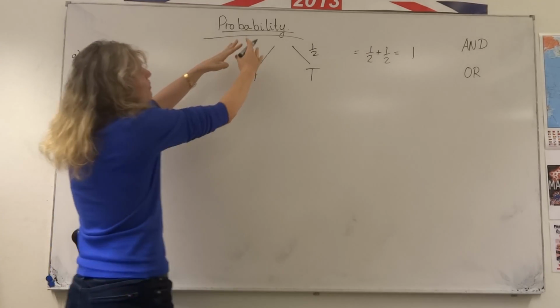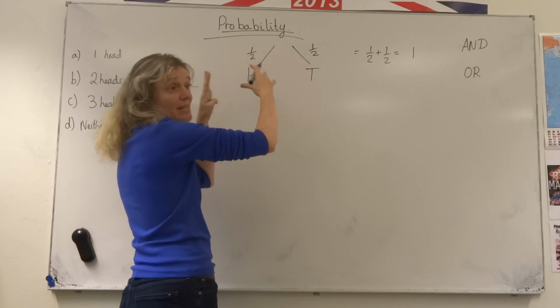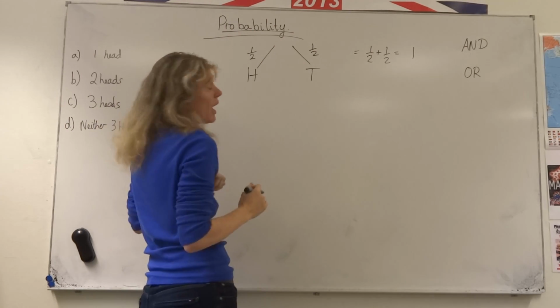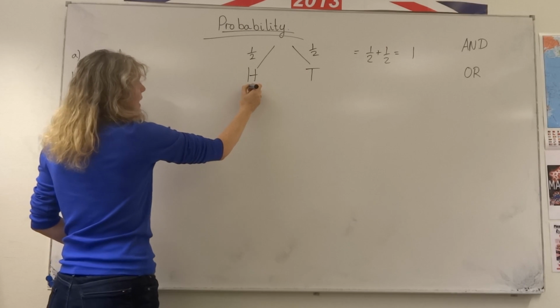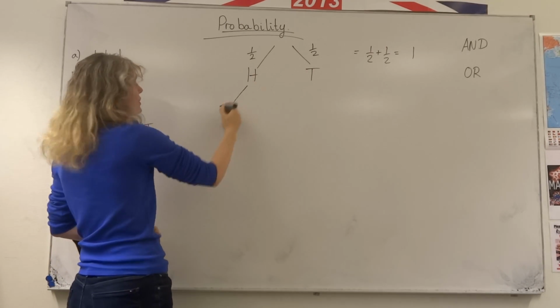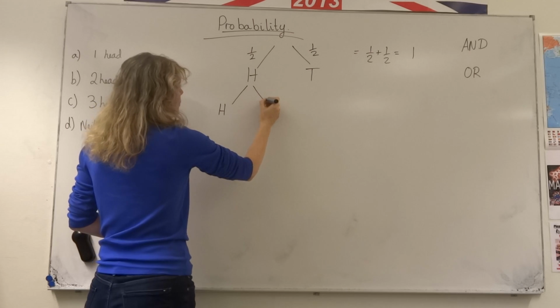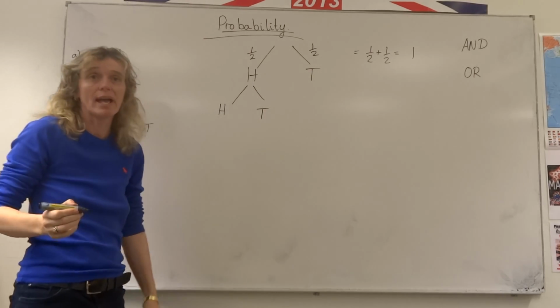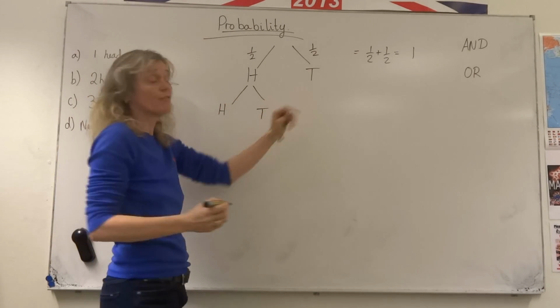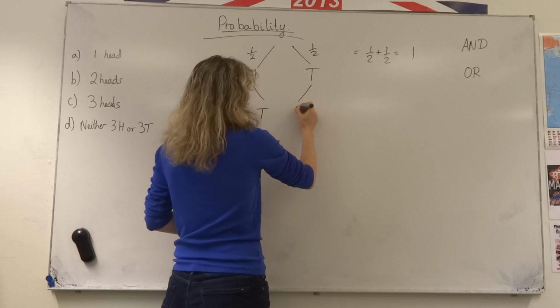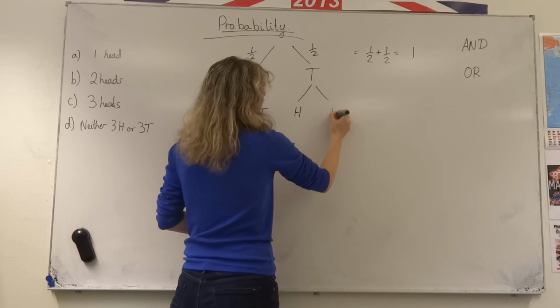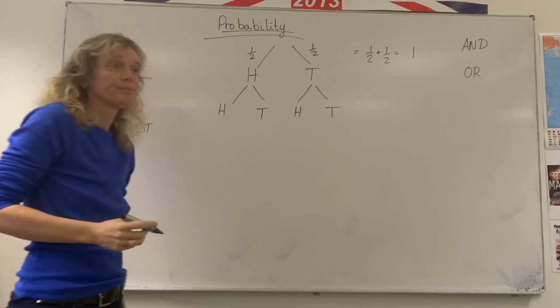And we call building these probability trees, okay? They look a little bit tree-like. If I was to toss the coin a second time, if I got a head the first time around, I still only have two possibilities, a head or a tail. But I could have got a tail the first time around, so now I have the probability again of getting a head or a tail.